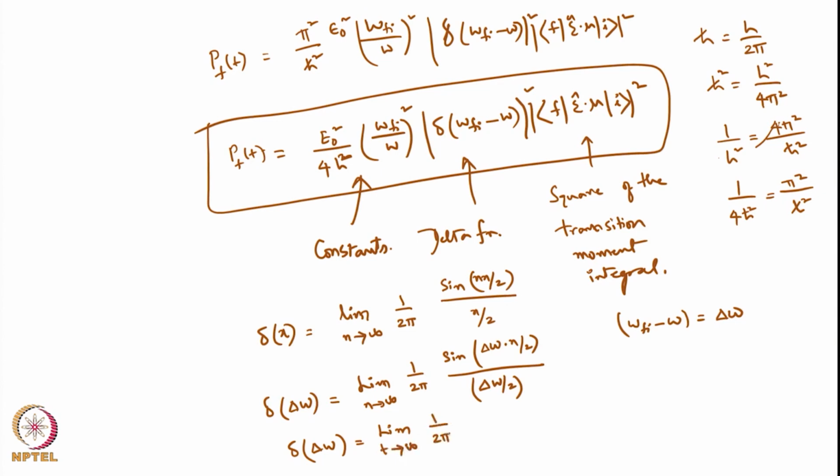1 over 2 pi, sine of delta omega t by 2 divided by delta omega by 2. Now why am I using the limit t tends to infinity? Because this is a valid limit, because remember when we drew this perturbation curve from 0 to t prime, it goes to infinity. So time can go up to infinity without any consequence, because after t prime the perturbation doesn't exist. So one can think of this limit to be taken over. So this is same as extending our integral.